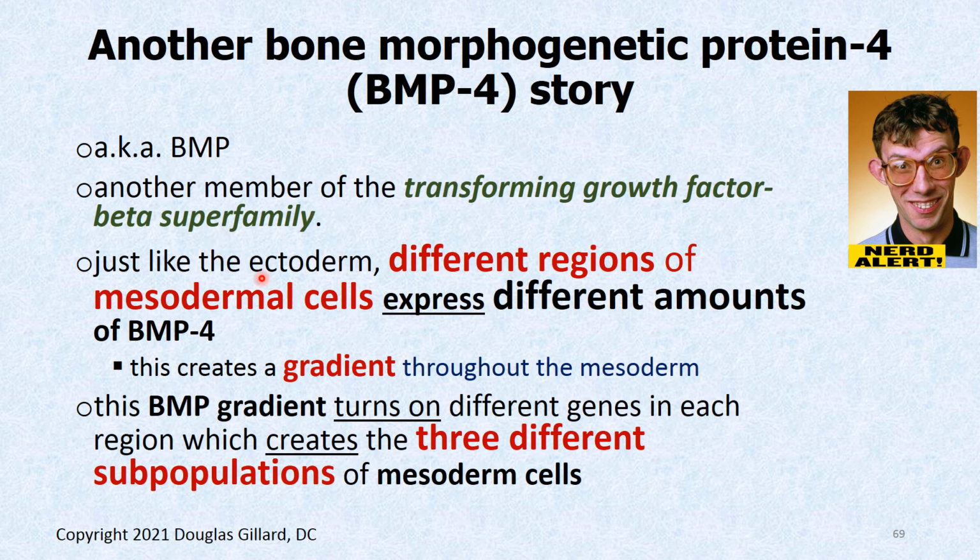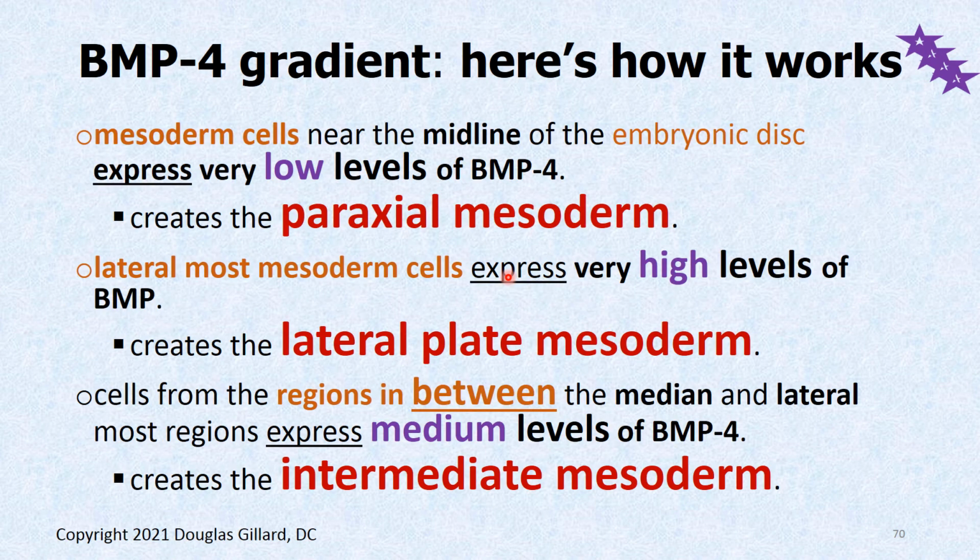And just like in the ectoderm, different regions of mesodermal cells have different amounts of BMP gene turned on, and they make different amounts of gene products, and that creates a gradient throughout the mesoderm. And then the BMP will turn on different genes which create the different subpopulations. So let's look. Mesoderm near the midline secretes very low levels of BMP4, and that turns on certain genes and makes them become paraxial mesoderm cells, collectively called the paraxial mesoderm.